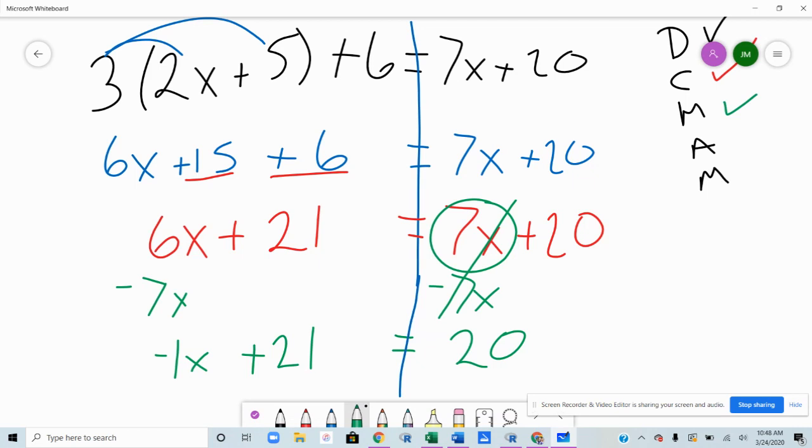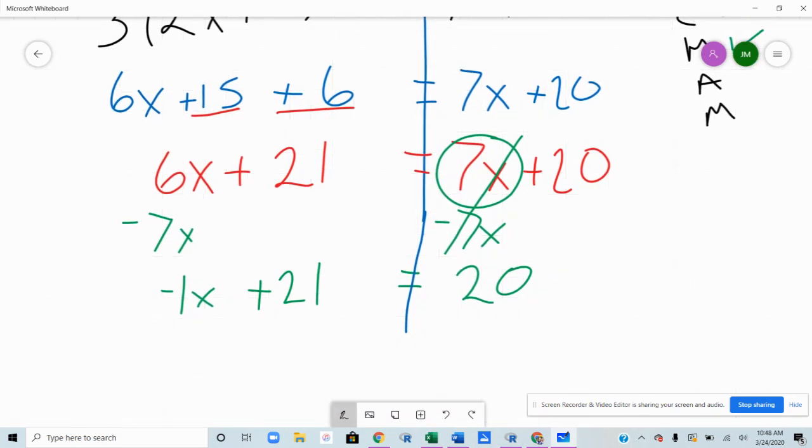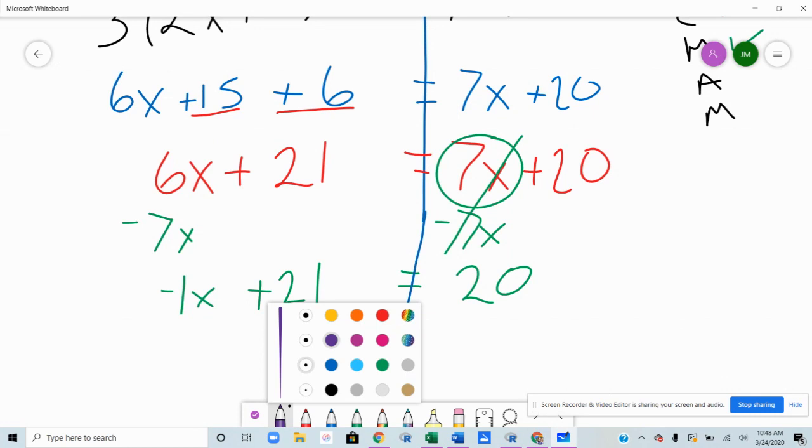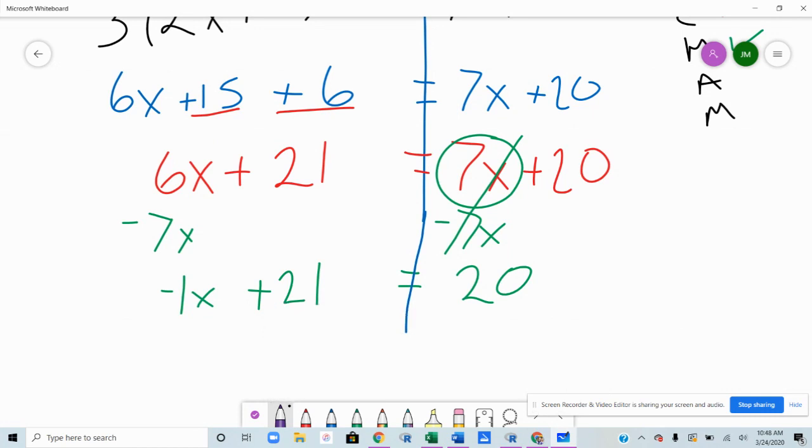The A now stands for add or subtract. So we need to look at the side that our variable is on. We see that we've got plus 21. So we need to get rid of that 21. And since it is positive, since it's plus, do the opposite. We need to subtract. So we didn't do anything with the negative 1x. 21 minus 21 is gone. 20 minus 21 is negative 1.